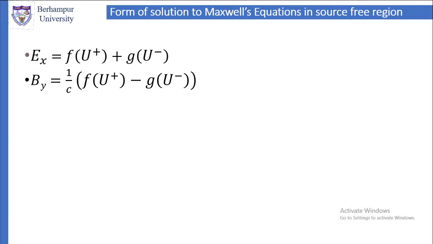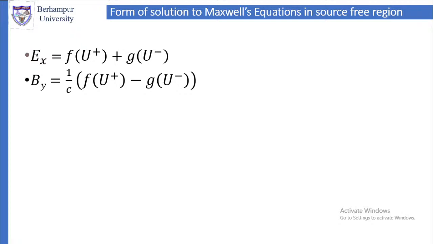2 pi f is 2 pi c by lambda, so you can write k is equal to 2 pi by lambda and omega is equal to 2 pi f. So take that and write U plus is equal to Kz plus omega t, U minus is equal to Kz minus omega t, and solve that and find out that Ex will be of this form, By will also be of this form.